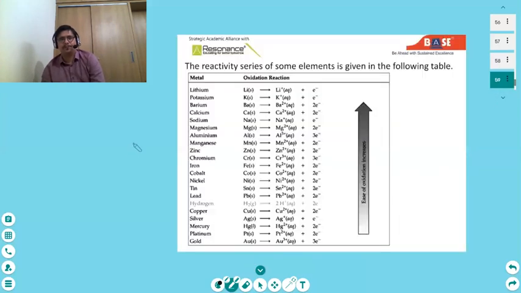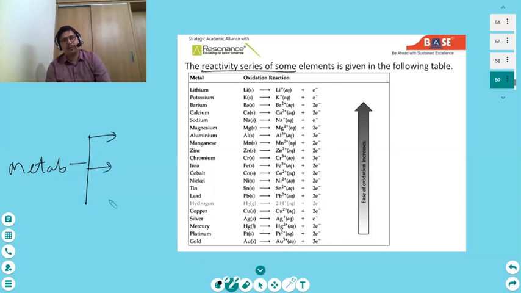Let's see this. There is a reactivity series of some of the elements in the following table. This is known as the metal reactivity series, or activity series. Basically metals are of three types. We are dealing with metals, not non-metals. There are three types of metal. One is highly reactive metal. Next is less reactive metal. And there is something known as moderate reactive metal.